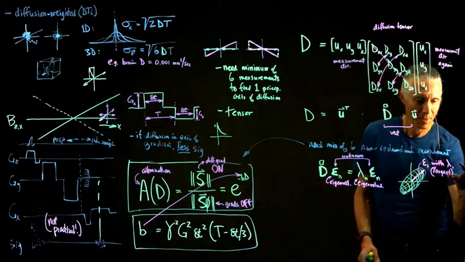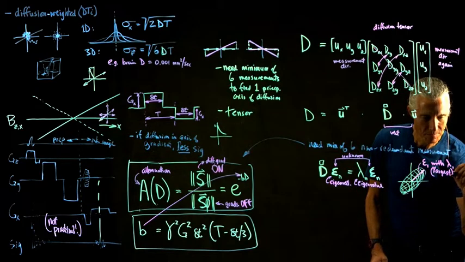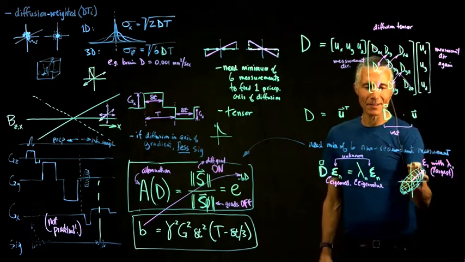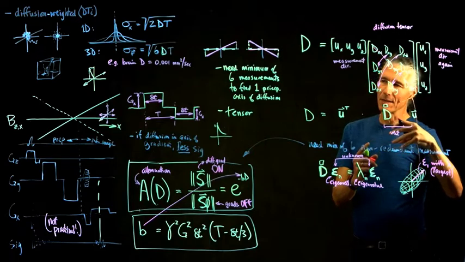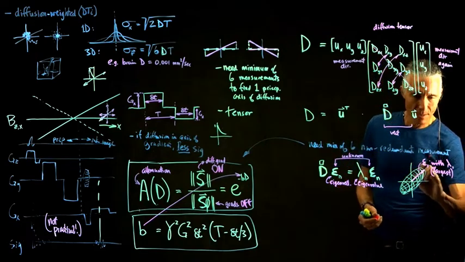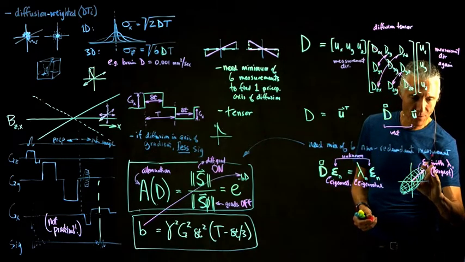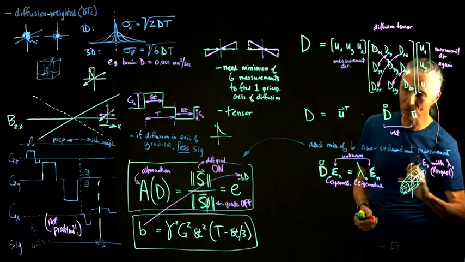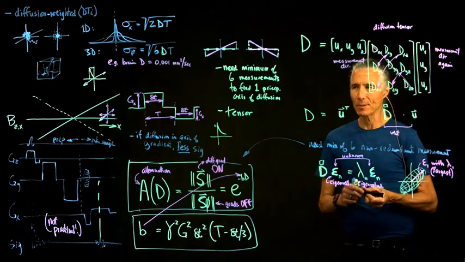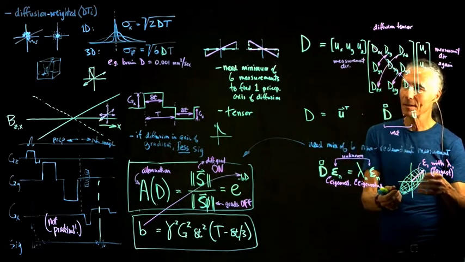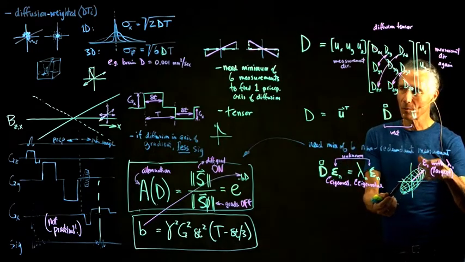And then it's an ellipsoid. A very simple ellipsoid would be one in which the diffusion was the same in all directions. That would be a sphere. So a sphere is a kind of an ellipsoid. But in the general case, it's going to have 3 different axes.